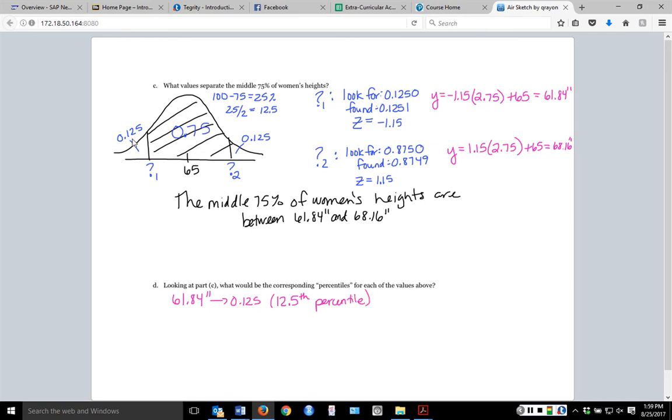And then when we looked at the 68.16, how much is below that? Both those pieces together, exactly what we found in the table. So that would be our 87.5 percentile. And so if you notice, the difference between those two numbers is that 75% in the middle. So if I subtract those two numbers, I would get 75.